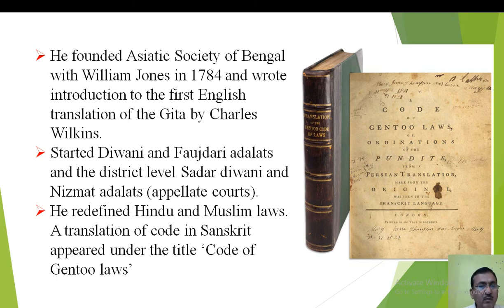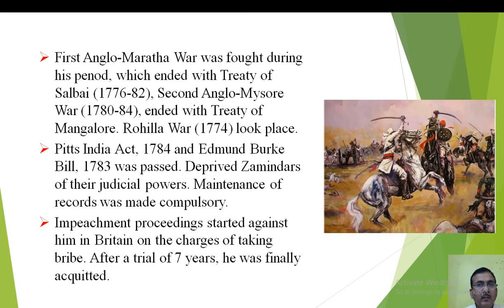One more thing you need to understand: when he became the Governor General of Bengal, the other two governors, those of the Madras and Bombay provinces, were under his command and control. That means he became superior to the other two governors. And the first Anglo-Maratha war was fought during his period, and this war ended with the Treaty of Salbai.